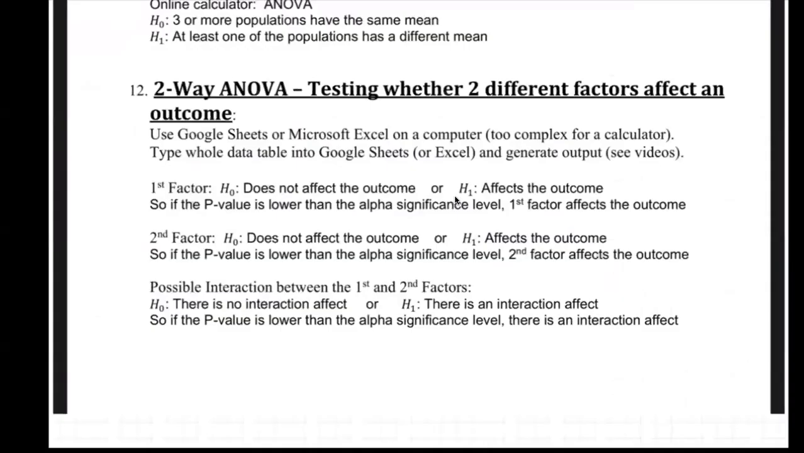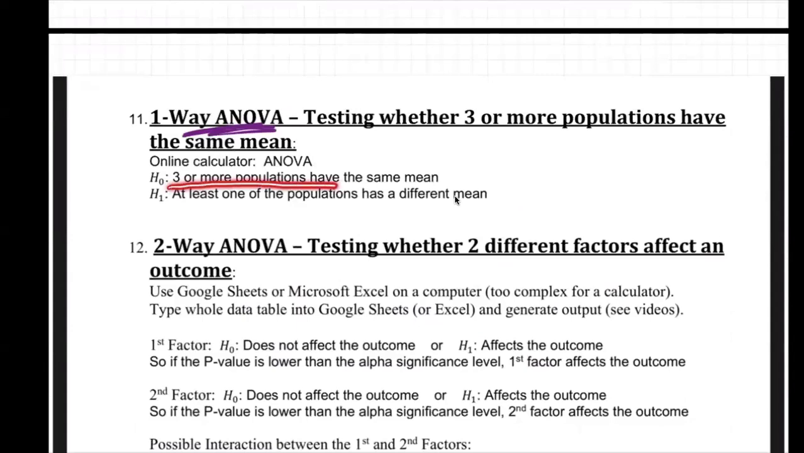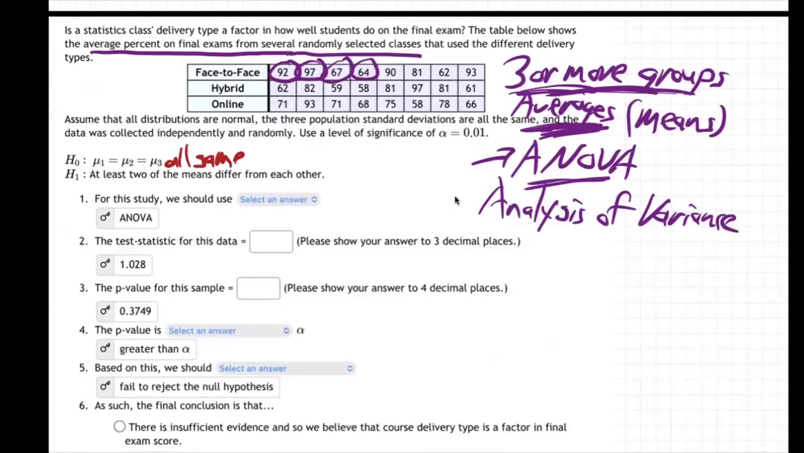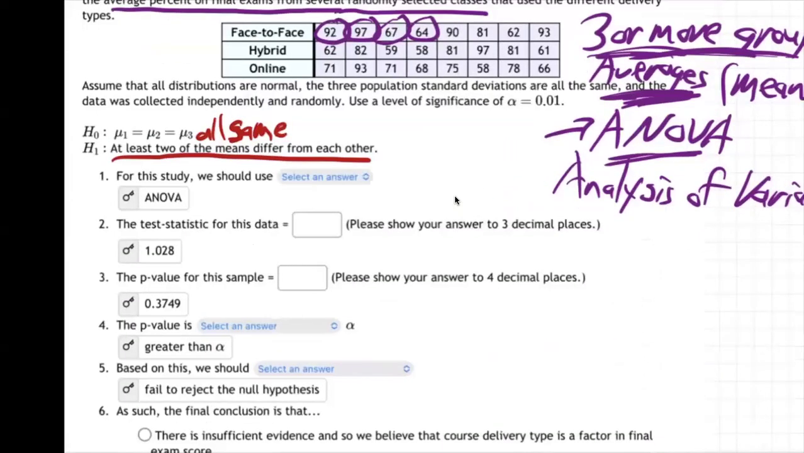All right. So once we got that straight, we go, okay, the H0 is 3 or more populations have the same mean. All the groups have the same averages, or at least one of the groups has a different average. So notice, this is saying all the same because they're all equal. See how they're all equal there? All the same. And this says at least two of the means different. So H0 is all the same, H1 is different. All right, let's dive in. This study, we need ANOVA.